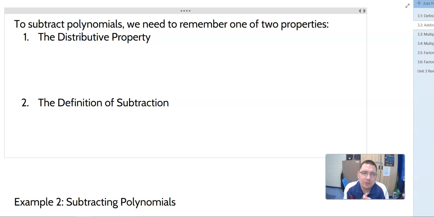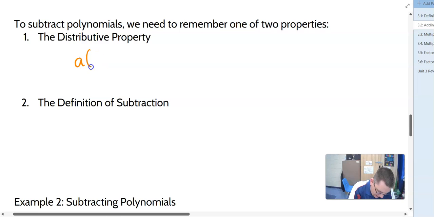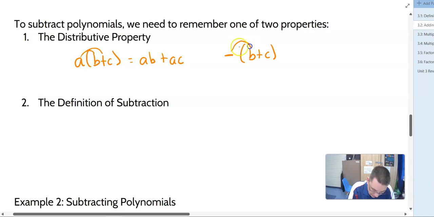We either need to remember the distributive property, and remember the distributive property is that if I have a times b plus c, the a distributes in, and we get ab plus ac. But with subtraction, we actually have a negative sitting out there, and then like our b plus c here, and our negative will distribute to both, and we get negative b minus c. So those signs will change.